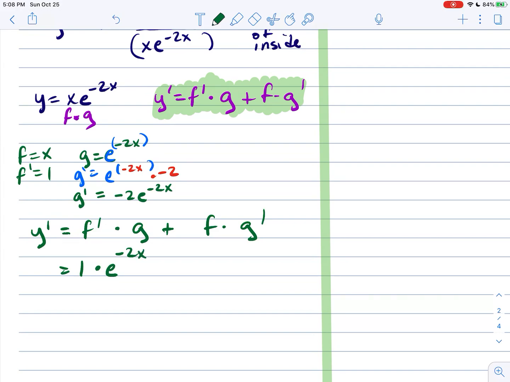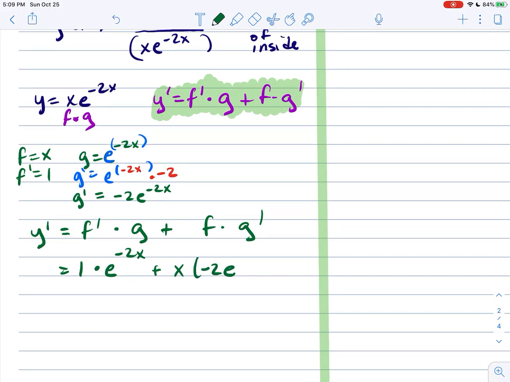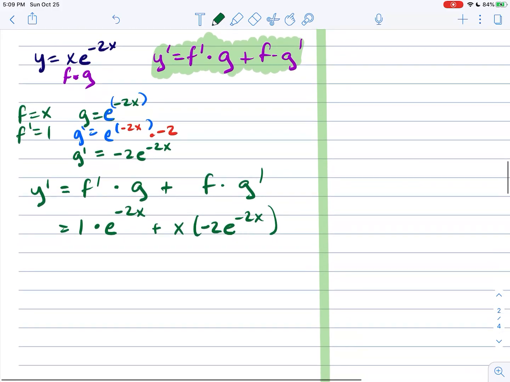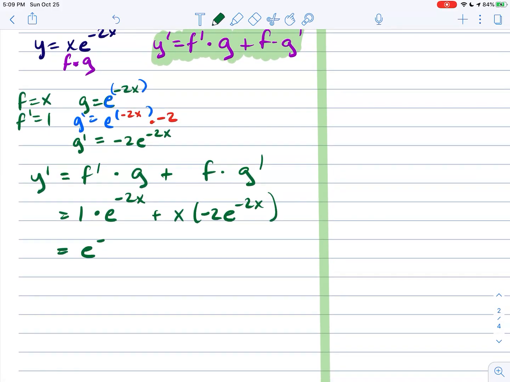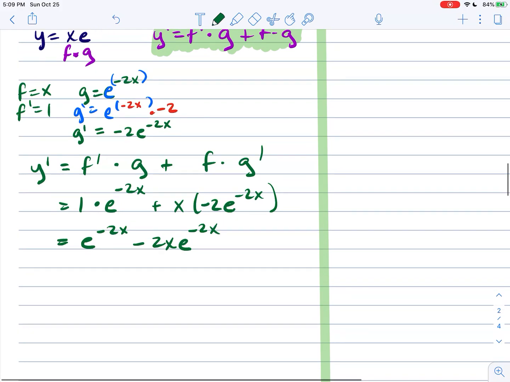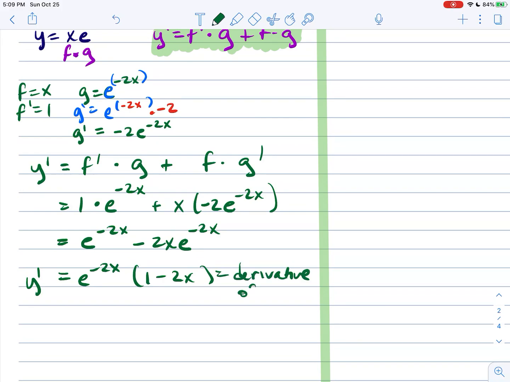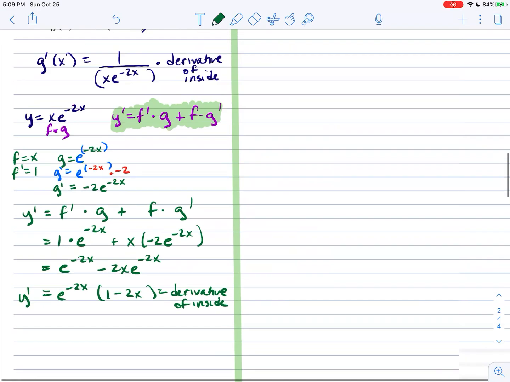I'm just going to plug in my values. The derivative of the first is 1. G is e to the minus 2x. And then plus the first f is x. And then the derivative g prime is minus 2e to the minus 2x. And if I clean that up, I end up with e to the minus 2x minus 2x e to the minus 2x. And you could, if you wanted to, factor out the e to the minus 2x and get e to the minus 2x times 1 minus 2x. This is the derivative of the inside.